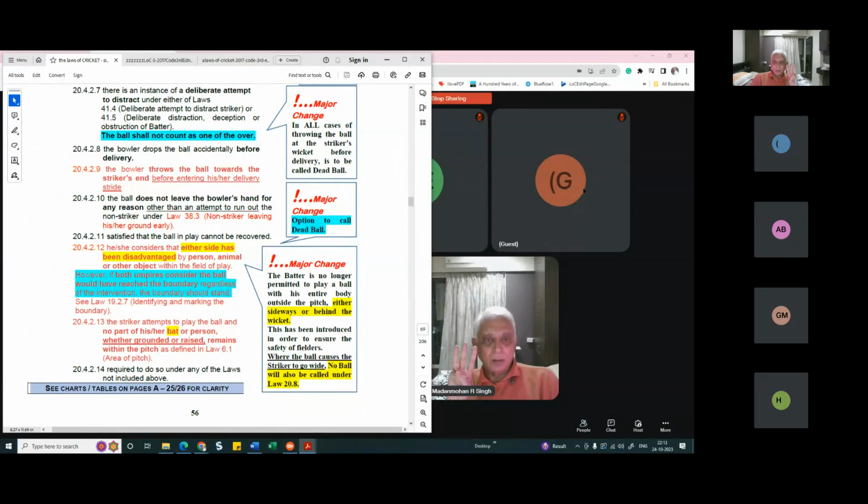That means one is to give a boundary, two is not to give a boundary, and the third is to call dead ball. But the third, calling dead ball, depends on whether you consider that one of the sides has been disadvantaged by that particular occurrence of that interception.